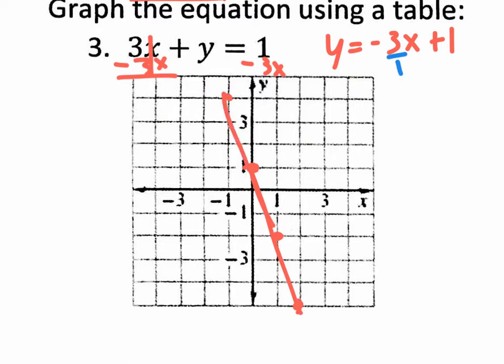But the bottom line is the graph's already going to be there for you. All you got to do is look at 4 different lines and see which one is the correct graph. Okay? Any questions on number 3? It's easy, right?